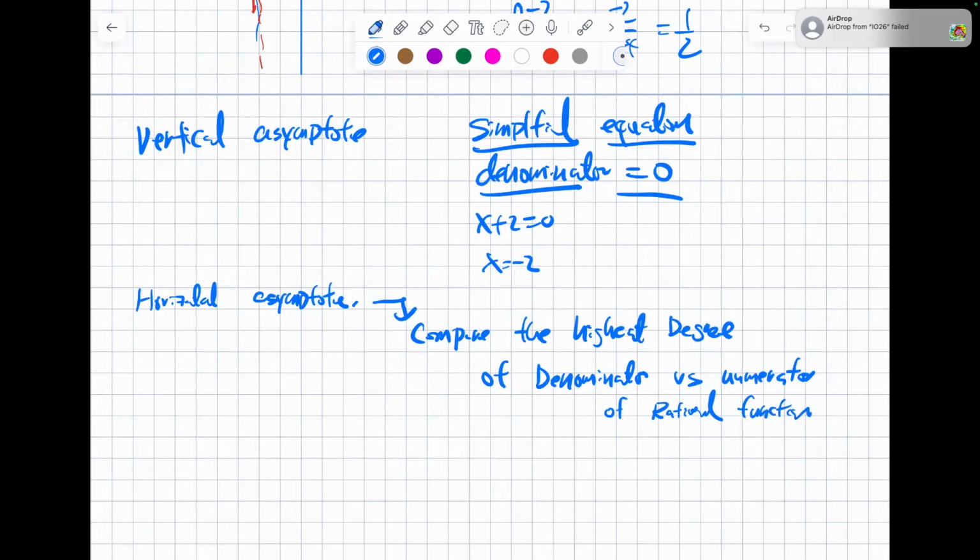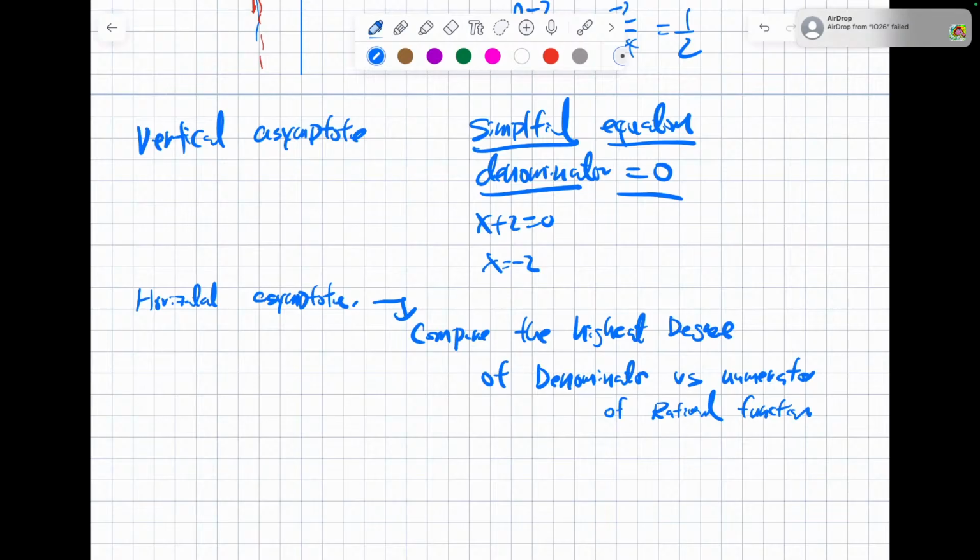Do you guys remember this or no? That's fair. Compare the highest degree of the denominator and numerator. So you compare both. Right now we're just going to analyze only horizontal asymptote. We're not looking at the vertical asymptote. We only look at the highest degree of numerator and denominator. Compare the highest degree of denominator versus the numerator of the rational function. Okay, so that's horizontal asymptote.